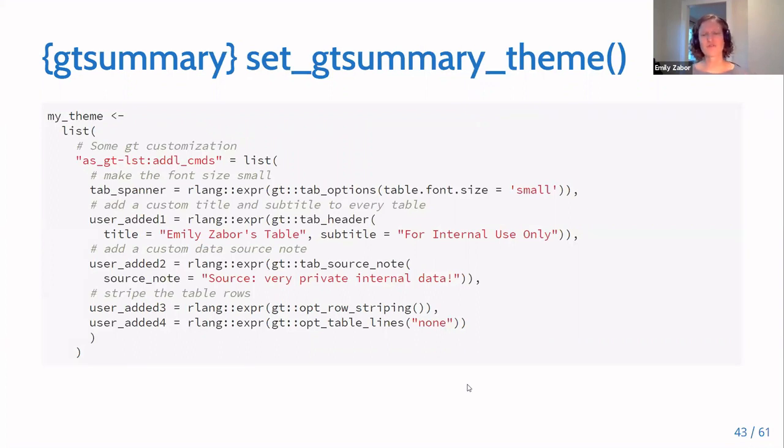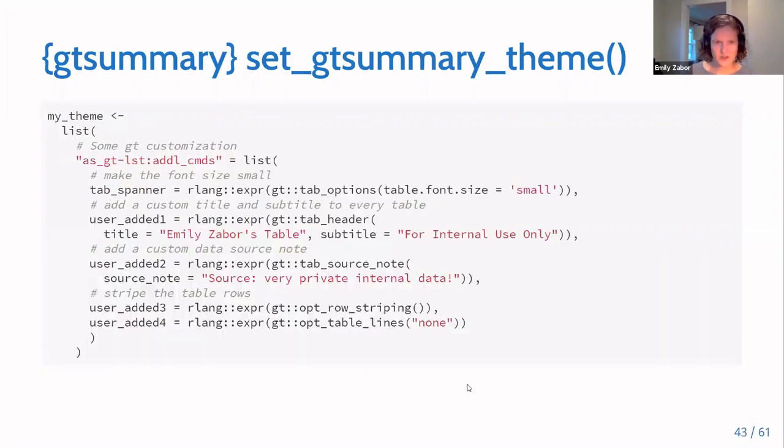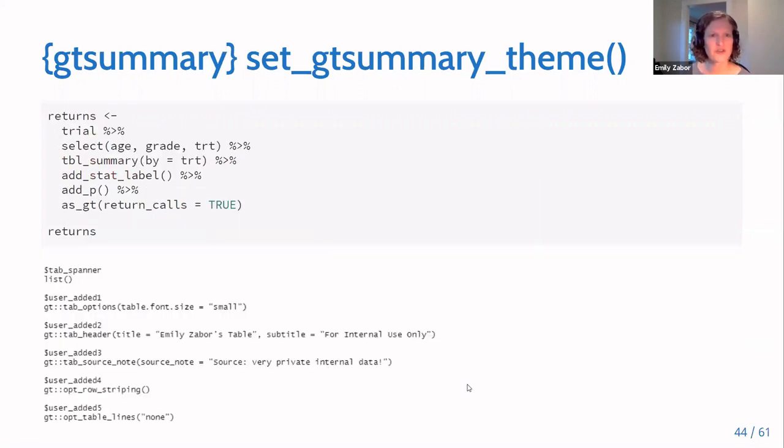And I'm going to add a custom source note at the bottom of each of my tables. And I'm going to remove the lines from the middle of the table, and I'm going to use row striping instead. So like every other row will be filled with gray. And so I'm creating this theme called My Theme. And I'm just going to show you, you can see here some of these arguments I've used are called like user_added1. So I'm just going to show you how to find out what to use for those.